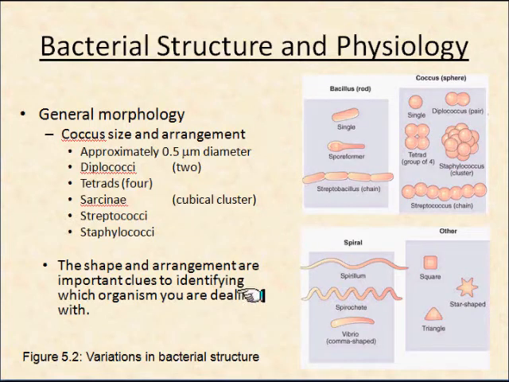The shape and arrangement are important clues to identifying which organism you're dealing with. If you have a disease, by staining techniques, viewing the arrangements of these, you can narrow down what the disease may be just from those physical characteristics.